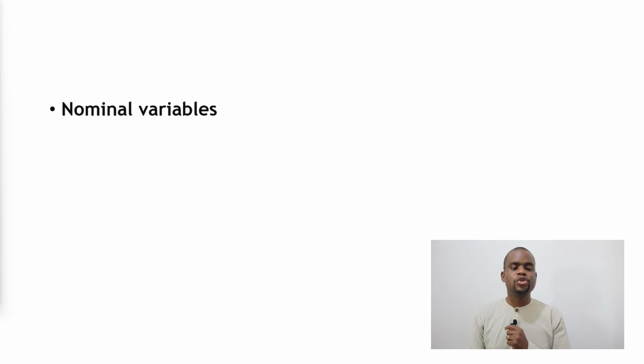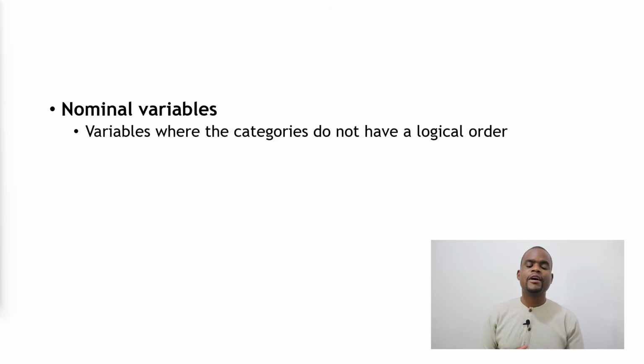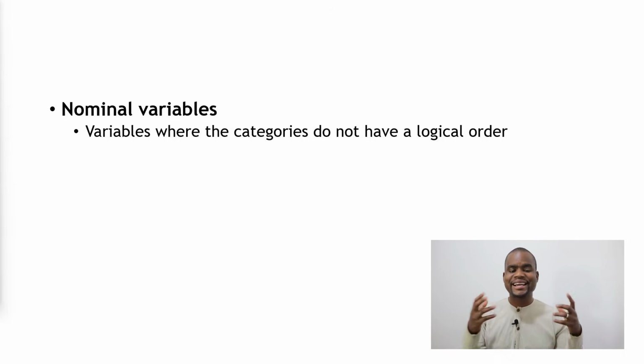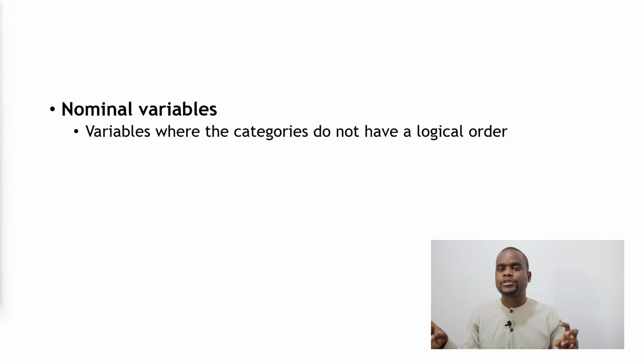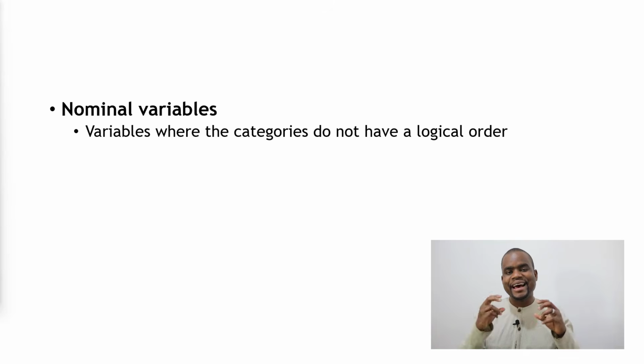So let's start with nominal variables. So nominal variables are variables where the categories do not have a logical order. Okay, so these are categorical variables or qualitative variables, but the values themselves or the possible responses that you're going to get on a nominal variable do not have a logical order. You cannot put them in a logical order of, say, quantity or anything else.